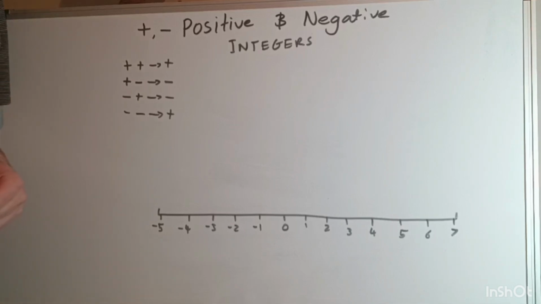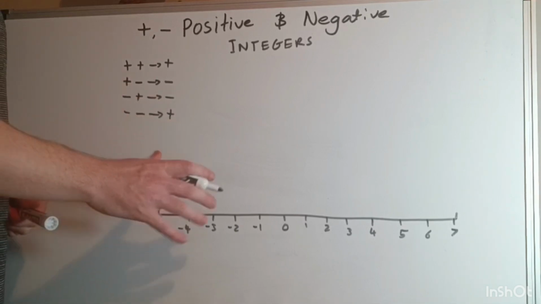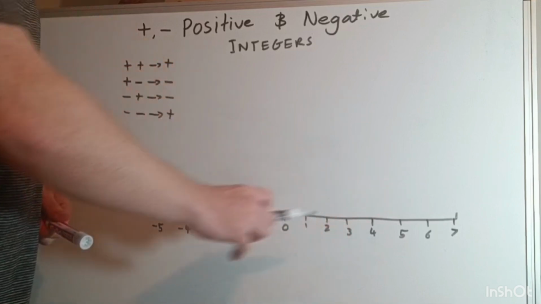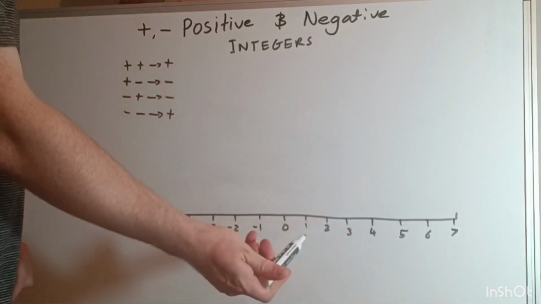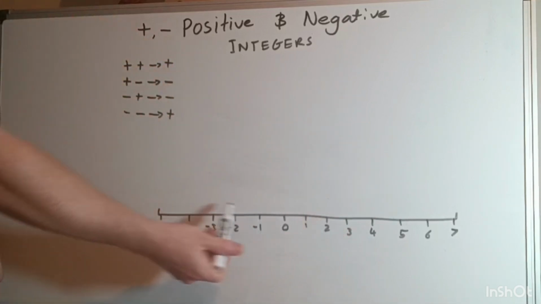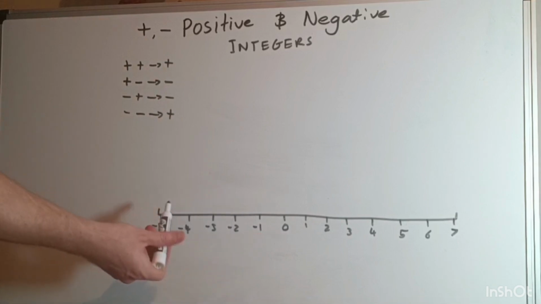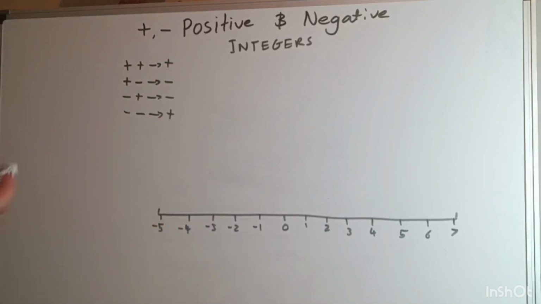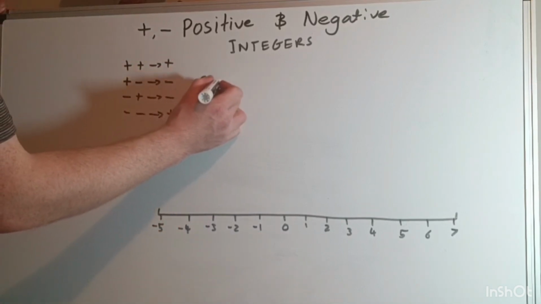Another thing I'm going to add, and this might seem simple, but it's amazing how many people forget it. When we're adding numbers, we're going up the number line to the right. And when we're subtracting numbers, we're going down the number line to the left. And I'll show you how that works in a second. But let's do some examples.